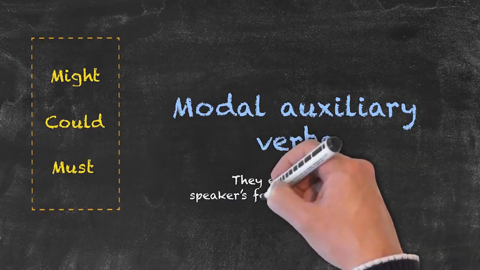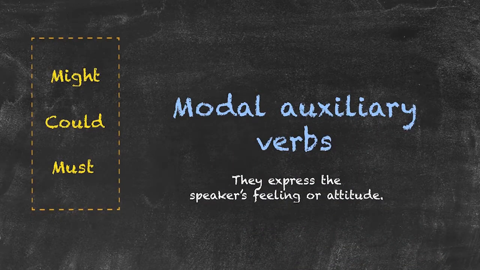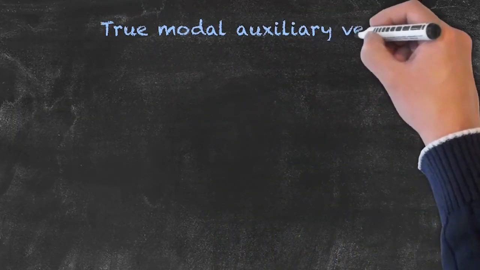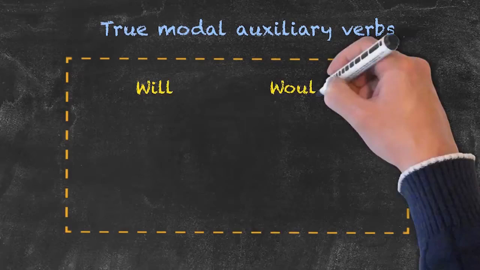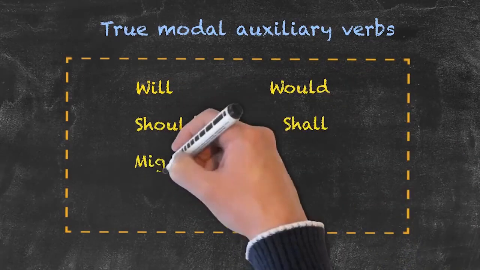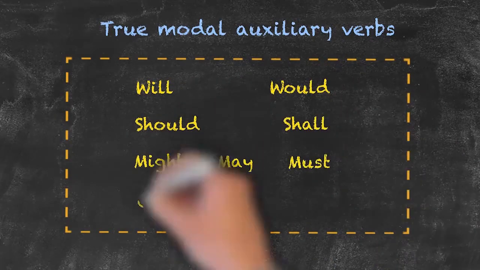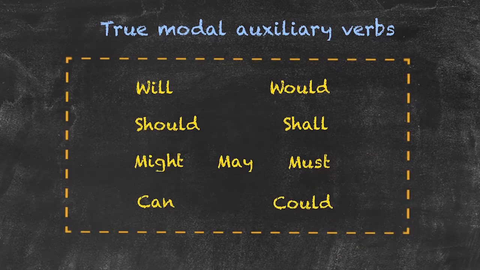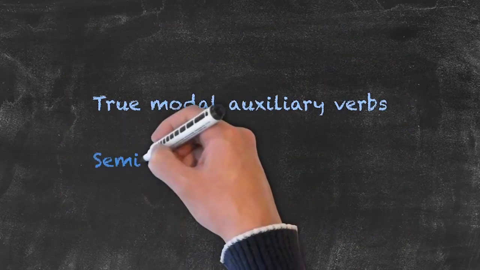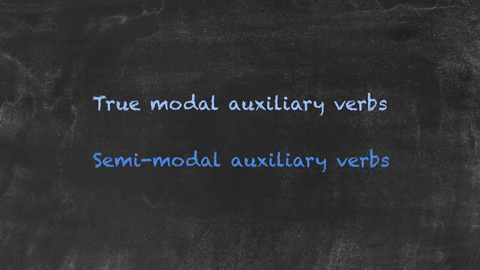They express the speaker's feeling or attitude towards this particular verb, in this case the verb to be, and they're very subjective. In the English language, there are 9 true modal auxiliary verbs: will, would, should, shall, might, may, must, can, and could. There are other modals as well. These are called semi-modals, and we will be looking at the difference between true modal auxiliary verbs and semi-modals briefly a little bit later on in this presentation.